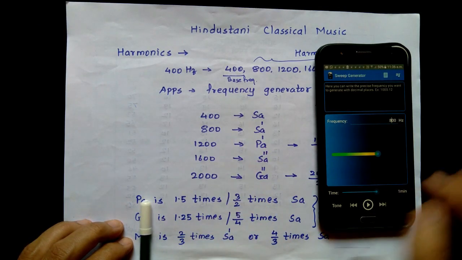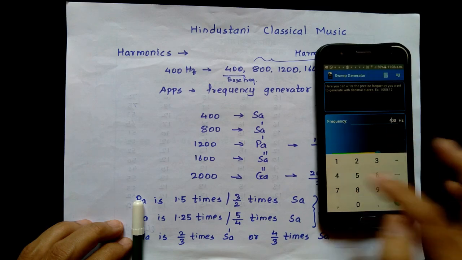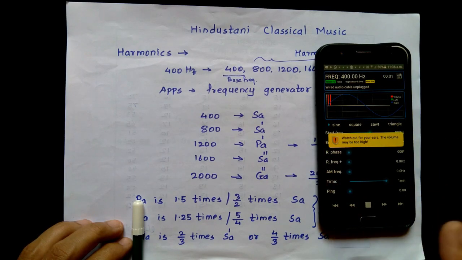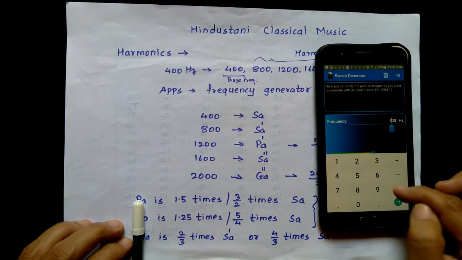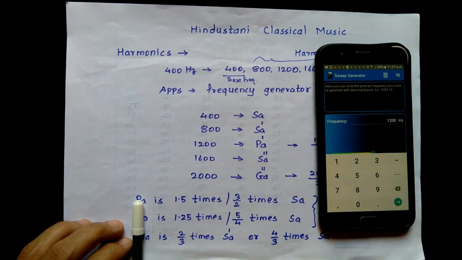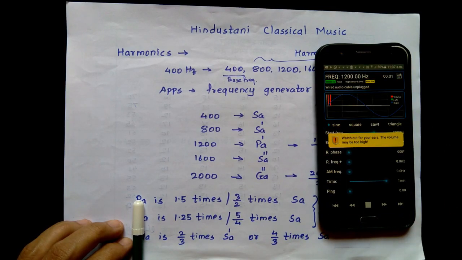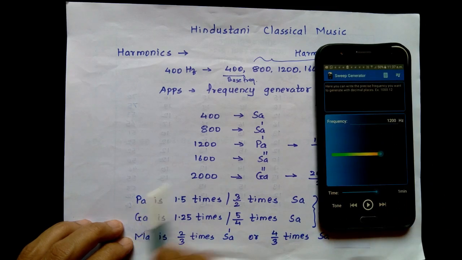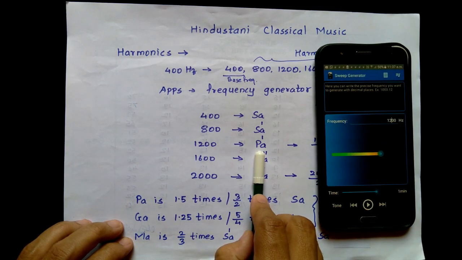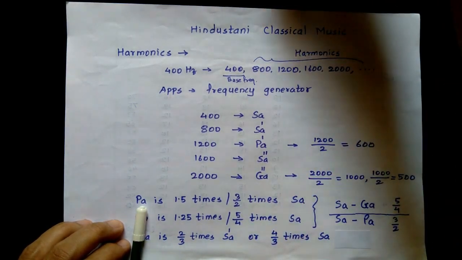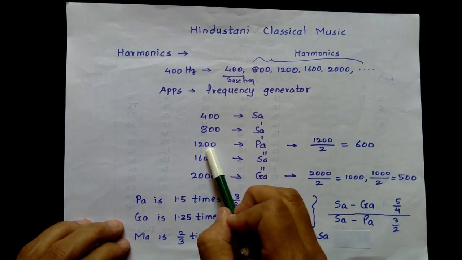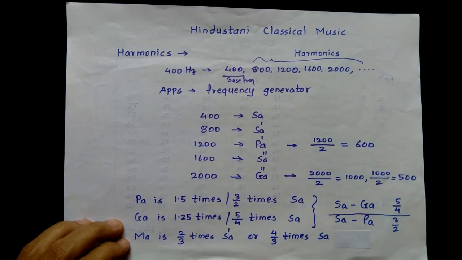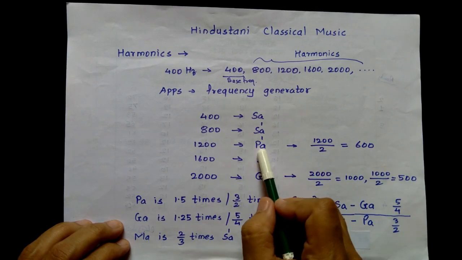Now I will again input 400 hertz. Sa, this is 400. I will input 1200 and we will listen to it. Pa. It is clearly Pa. We can understand that. And this Pa, 1200 hertz Pa, is used in Indian classical music as the swara.